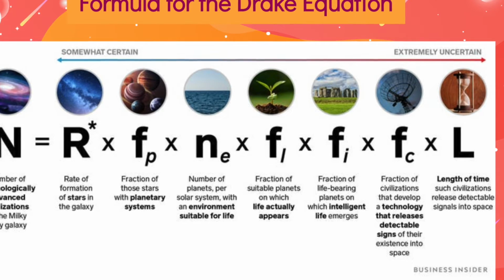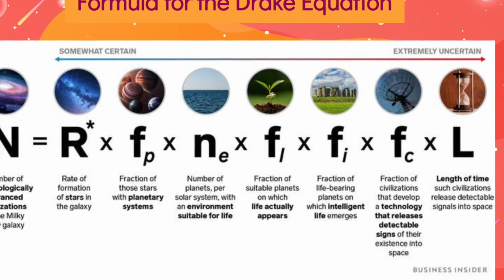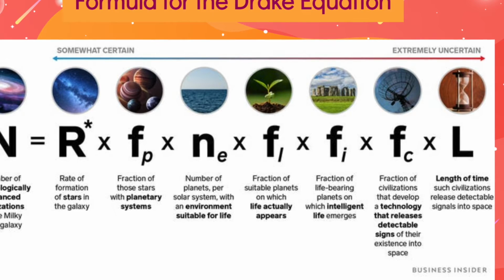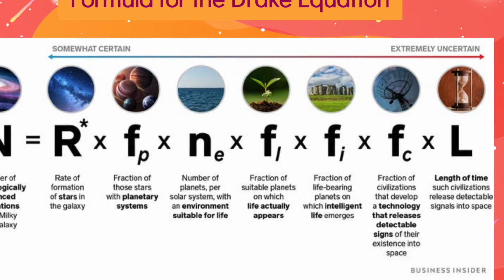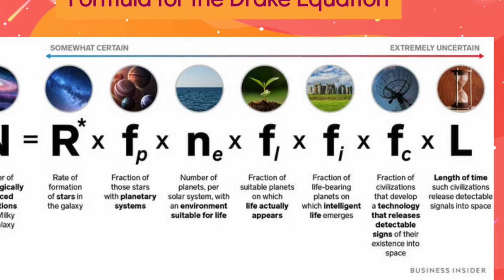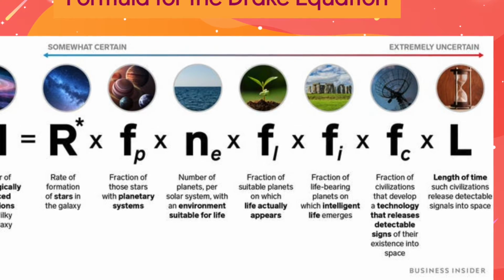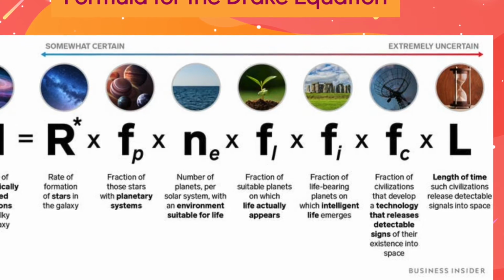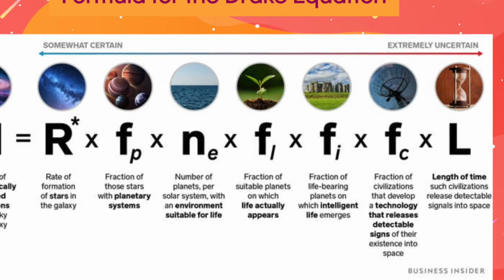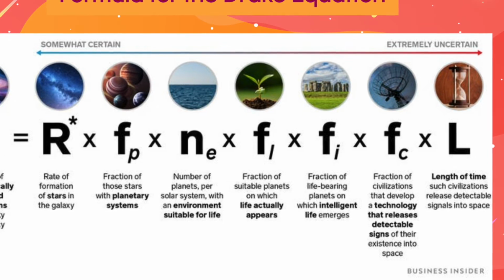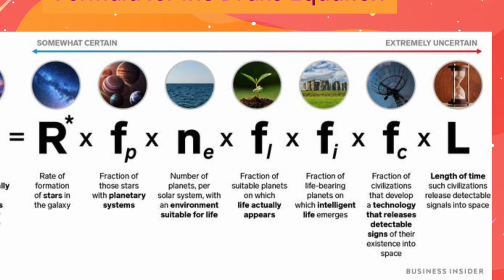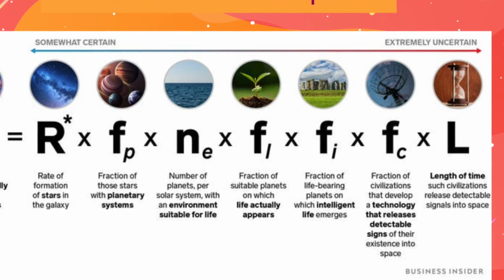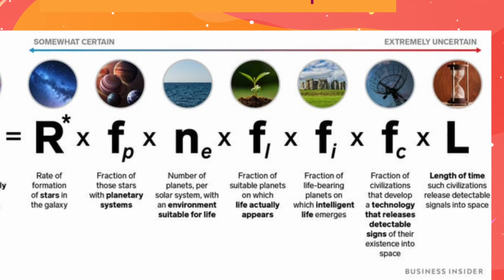And then after that, we multiply that by the fraction of life-bearing planets on which intelligent life appears. Because if the alien species is not intelligent, then they probably can't communicate with us in our galaxy. And then after that, you have to multiply it by the fraction of civilizations that develop a technology that releases detectable signs of their existence into space, which we can detect as a human species.